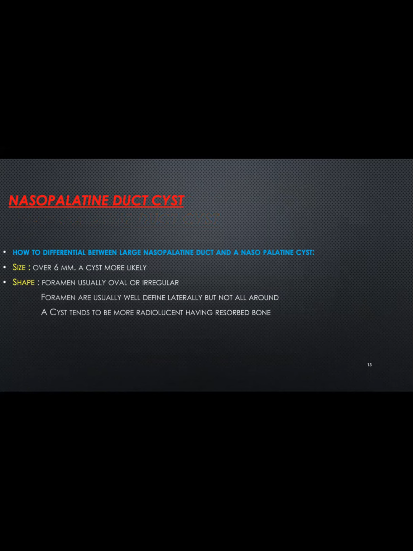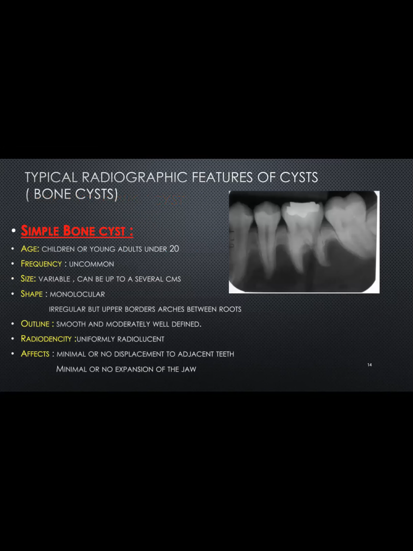Now, when we're not sure, is this a nasopalatine duct or is it a nasopalatine cyst? If it's greater than 6 millimeters, then most probably it's a nasopalatine cyst, because the foramen usually is oval or irregular, and you could only see the lateral borders of it. It's really not clear apical or even towards the palate. And a cyst tends to be more radiolucent because it's resorbed bone there.